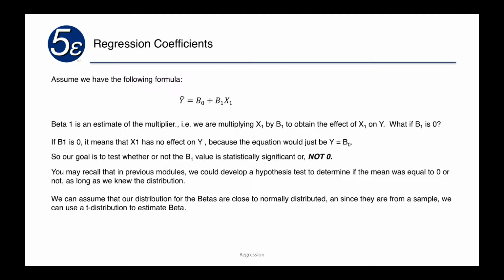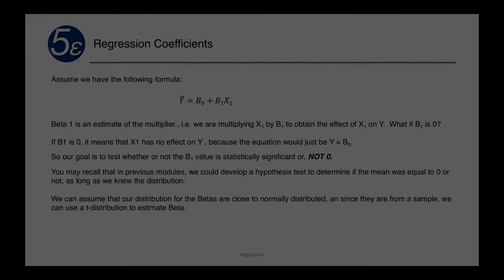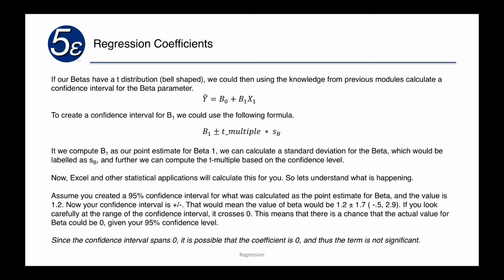And you remember from other modules where we did confidence intervals, where we tested to see if a term or a mean was equivalent to 0 or not, this is basically the same test. So we can develop a hypothesis test to determine if beta 1 is actually 0, and we can do this for any terms. Now, we can assume that the distribution of the betas is close to normally distributed, and since they form a sample, we're going to use the t-distribution to estimate beta. If the betas have a t-distribution, meaning they're somewhat bell-shaped, we could then use the knowledge from previous modules to calculate a confidence interval for the beta parameter.